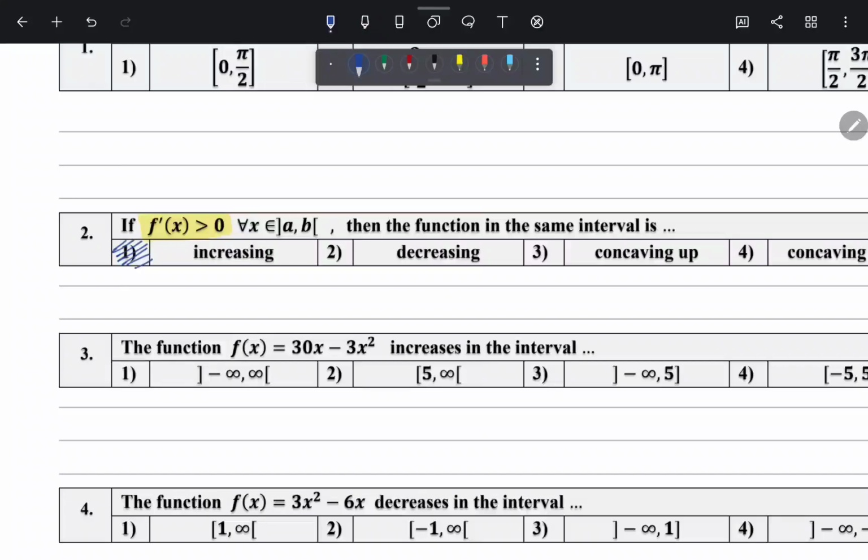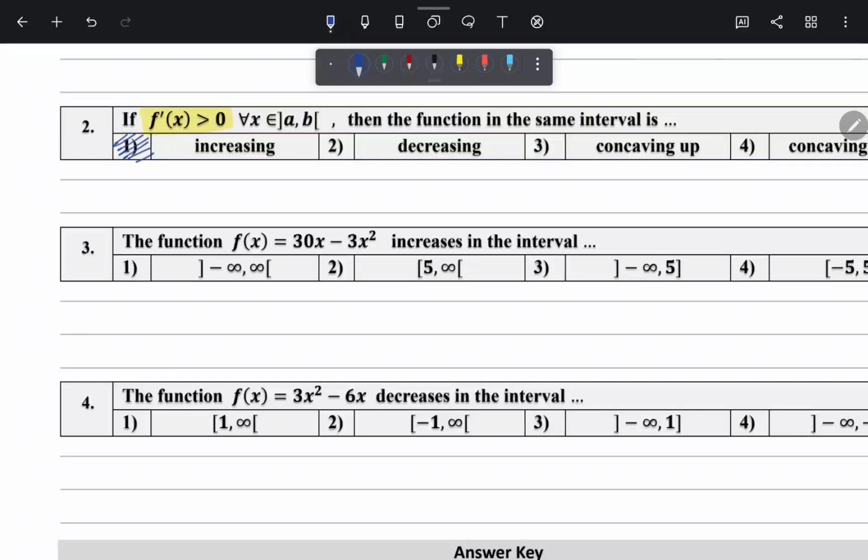Yes. Okay, this one. The function f of x, which is equal to 30x minus 3x squared, increases. What do we want to check again? Increase. We want to check if the first derivative is more than 0, positive. So let's come here and find the first derivative. What's the first derivative? 30x, what's the derivative of that? 30. Minus 6x.